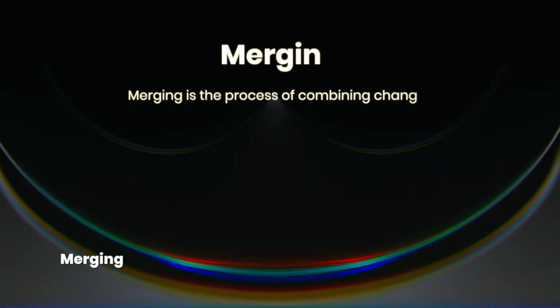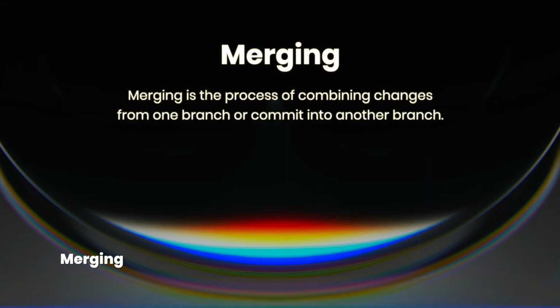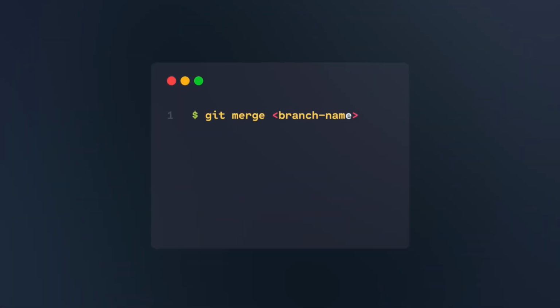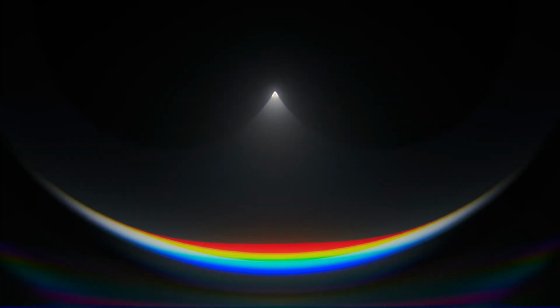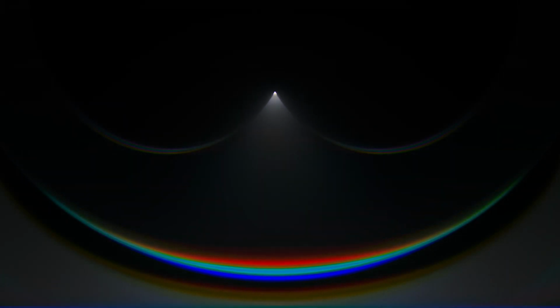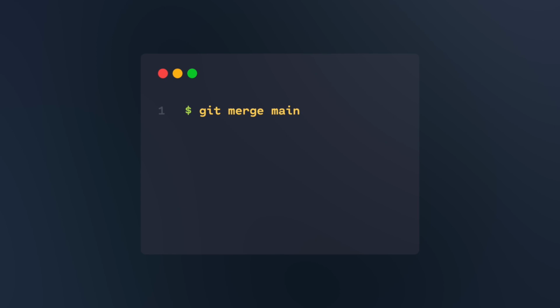Merging and fetching. Merging. Merging is the process of combining changes from one branch or commit into another branch. The command git merge is used to merge changes from one branch into another. Replace branch name with the name of the branch you want to merge into your current branch. For example, to merge changes from a branch named main into your current branch, use the following command: git merge main.